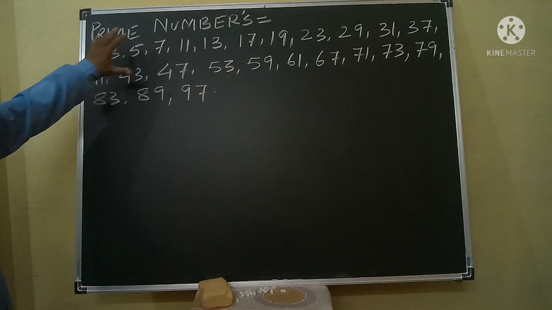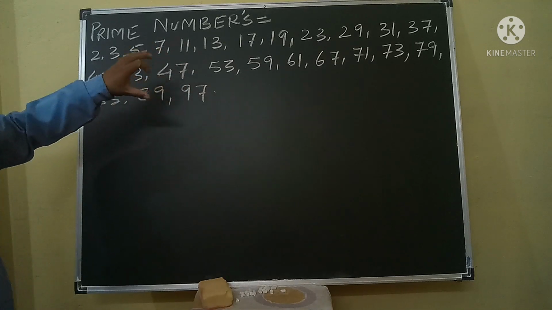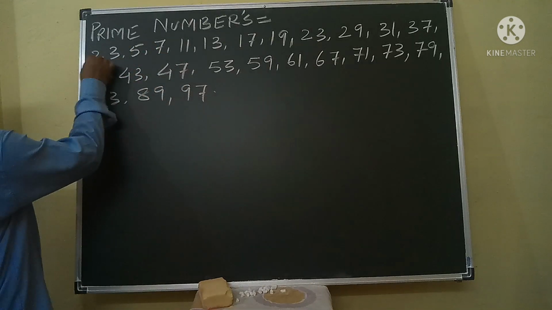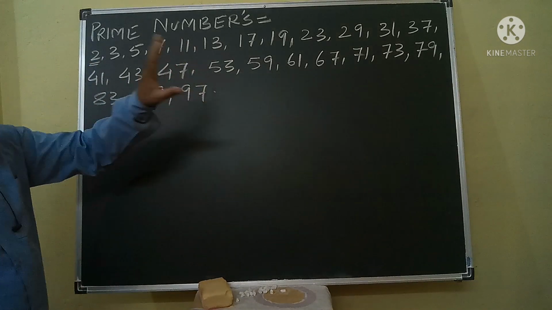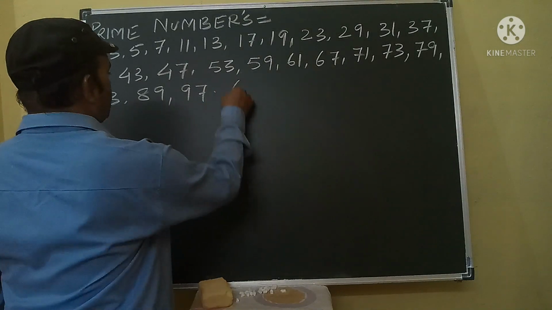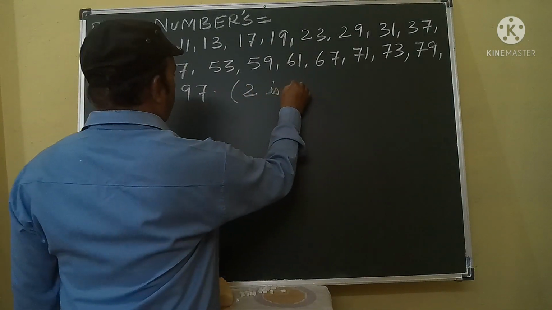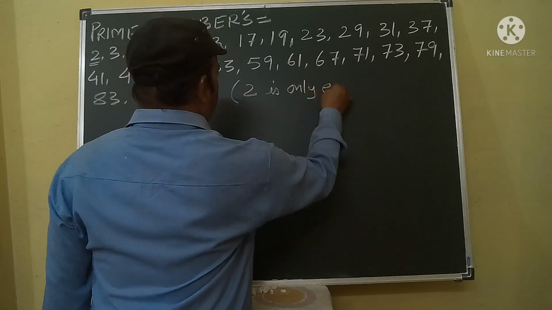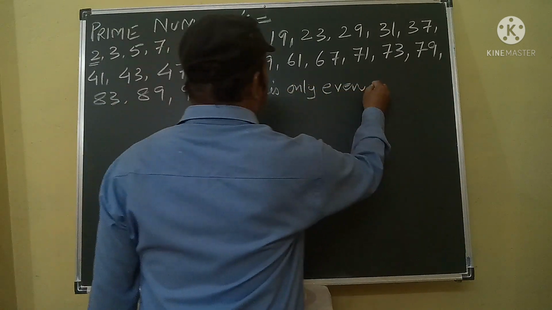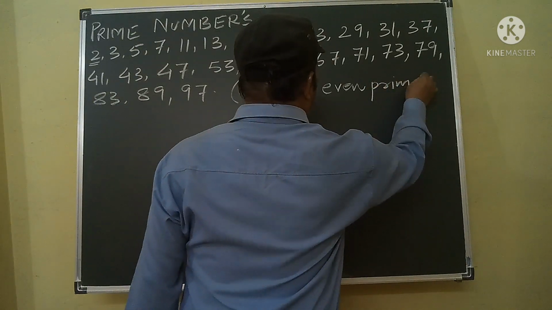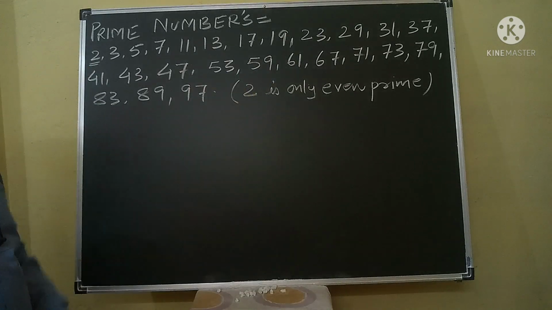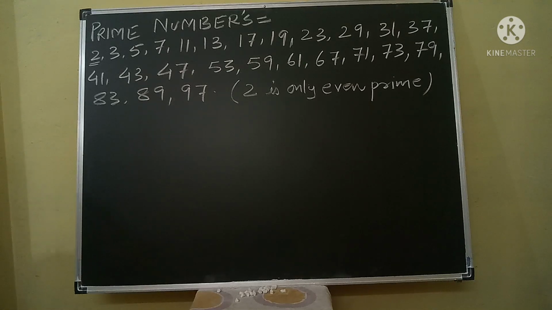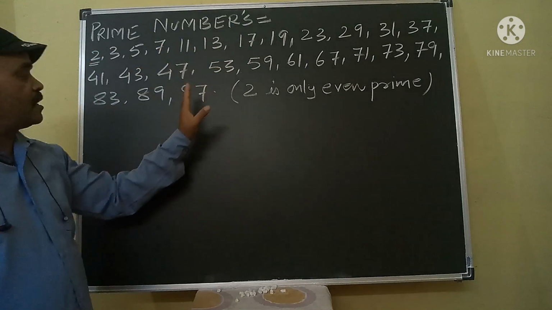Please look here. In all these prime numbers, only 2 is even. Only 2 is an even prime number and the other prime numbers are odd. Please keep in mind that 2 is the only even prime number.